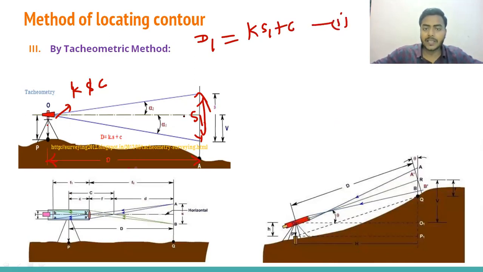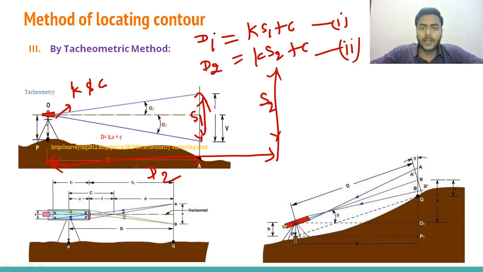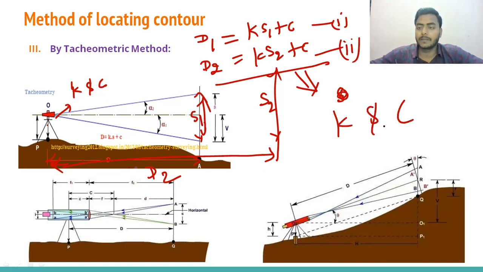Now keep the leveling staff at some other point, like here. Again calculate the distance between the leveling staff and the instrument, that is D2, and read the staff intercept S, that is S2. So we have D2 and S2, and again we can write the relation D2 = K S2 + C, equation 2. Now we have two equations and two unknowns. By solving them we can get K and C.